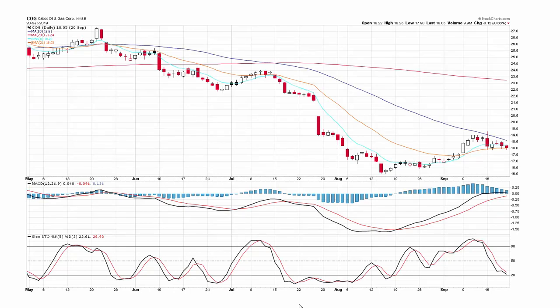Here is COG. Okay, you got positive divergence, cross at a low level. Then the stock pauses here and then pauses at a slightly higher level, and then it moves up a couple of points. So let's zoom in with the hourly and see what we see.